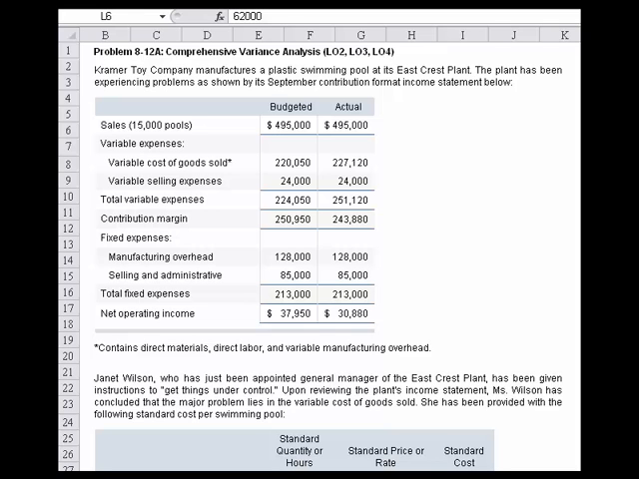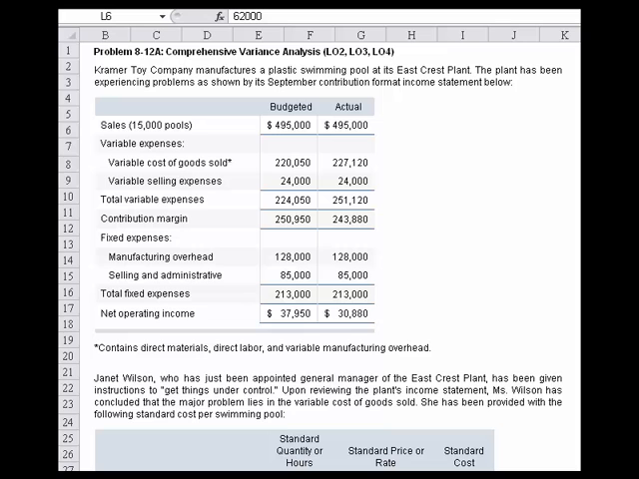Let's take a look at this comprehensive variance analysis problem. I'll read it in front of you. Kramer Toy Company manufactures a plastic swimming pool at its East Crest plant. The plant has been experiencing problems as shown by its September contribution format income statement below.